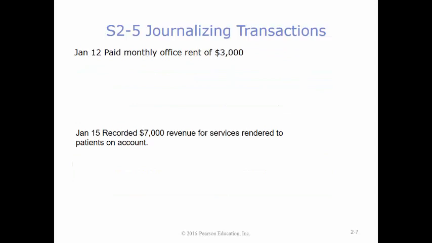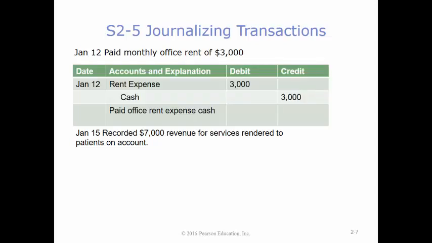Our next transaction says that we paid monthly office rent of $3,000. So we know when we pay something, that means that we have decreased cash. When we decrease cash, that means we're going to have credited cash for $3,000. What did we receive or what did we pay for? Well, we paid office rent. Office rent is going to be an expense. So our transaction would be debit rent expense for $3,000 and credit cash for $3,000.